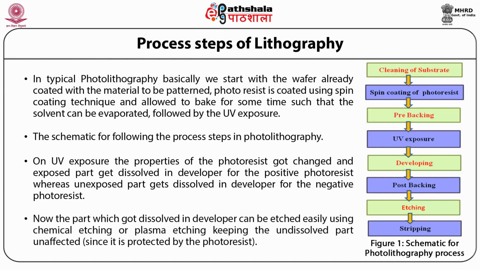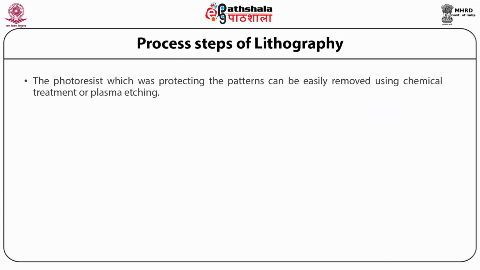Since we have transferred the pattern from the mask to the substrate, the part which got dissolved in the developer can now be etched easily using chemical etching or plasma etching, keeping the undissolved part unaffected since it is protected by the photoresist. The photoresist which was protecting the patterns can be easily removed using chemical treatment or plasma etching.